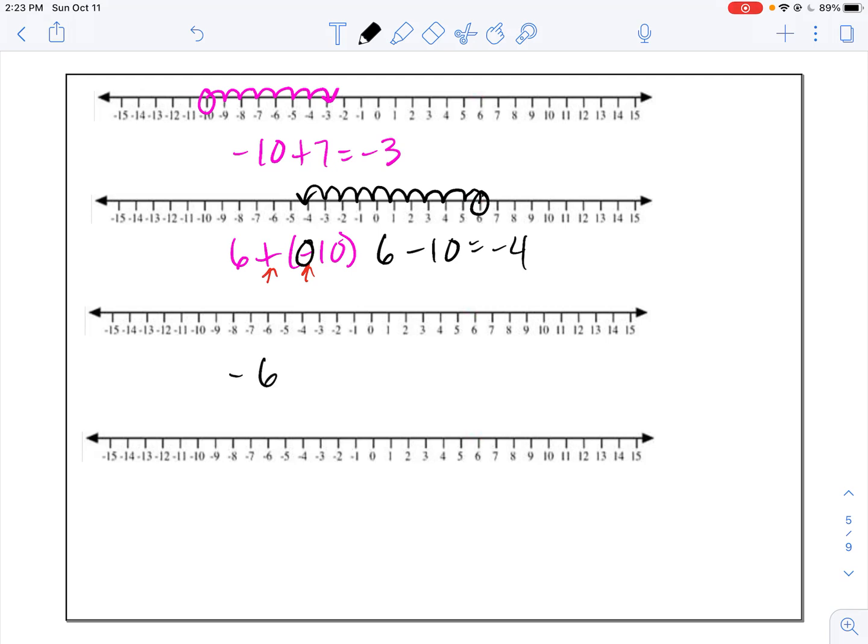Let's do negative 6 minus 5. So I'm starting down here at negative 6. I'm subtracting, so I'm moving to the left, and I'm going to do it 5 spots. 1, 2, 3, 4, 5. My answer is a negative 11.